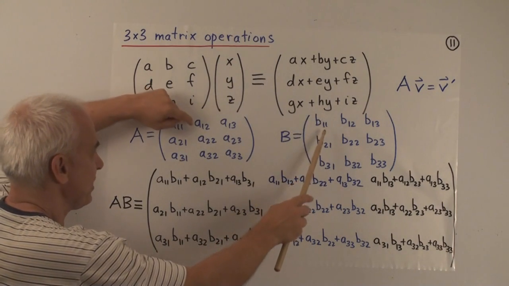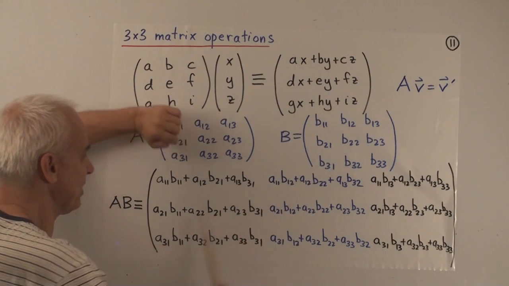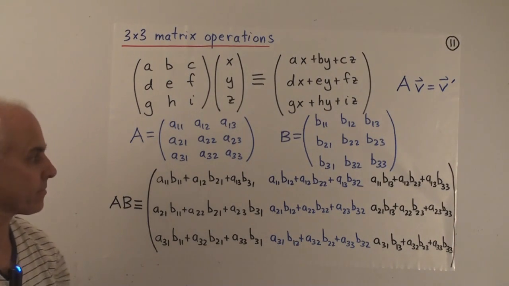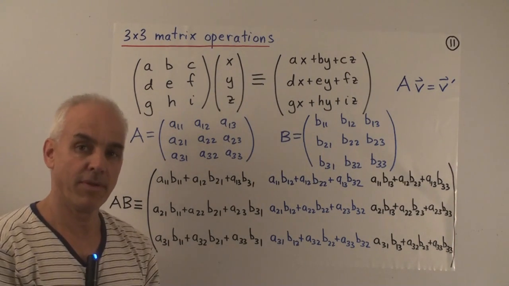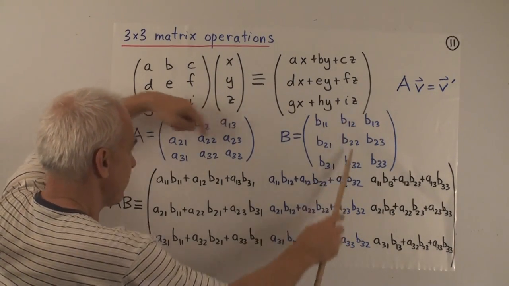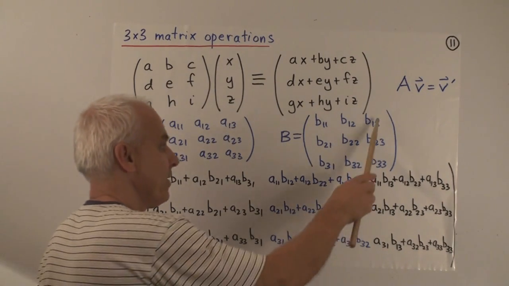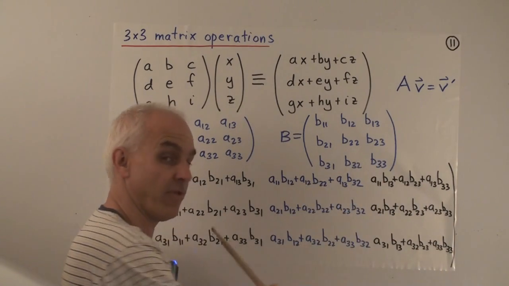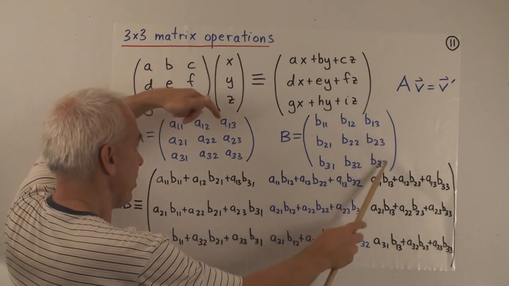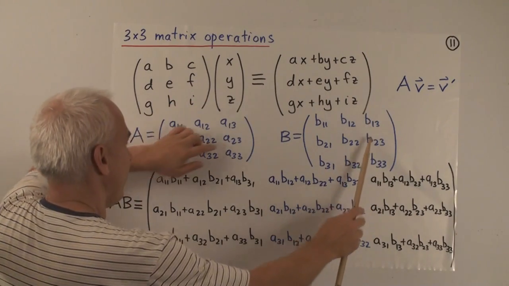So this times this, plus this times this, plus this times this, the first entry, then this times this, plus this times this, plus this times this, that's the second entry, and then this times this, plus this times this, plus this times this, it's the third entry. The second column is obtained by taking the second column here and multiplying it by the 3 rows. The third column is obtained by taking the third column of the B matrix and multiplying it by the matrix A.